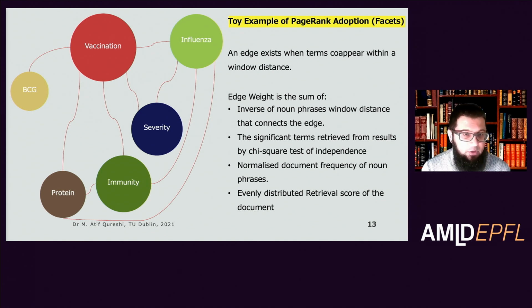After we have this, we simply run the PageRank equation to get the most informative nodes from the corpus. So how do we select the edge weights? We select the edge weights by the inverse of noun frequency distances, significant terms retrieved on the result set using chi-square tests of independence, and also the normalized frequency of the noun phrases, which is document frequency, meaning how popular it is in the documents, and then distribute the scores which were retrieved.